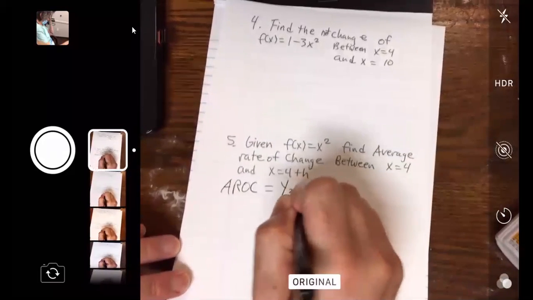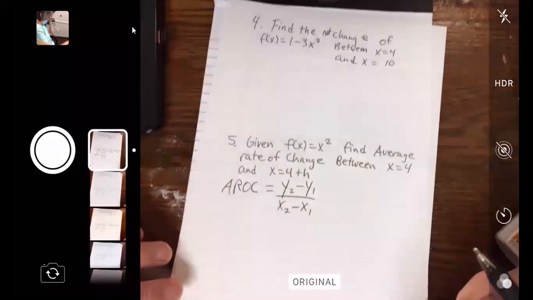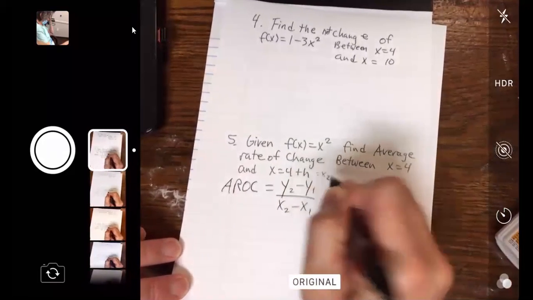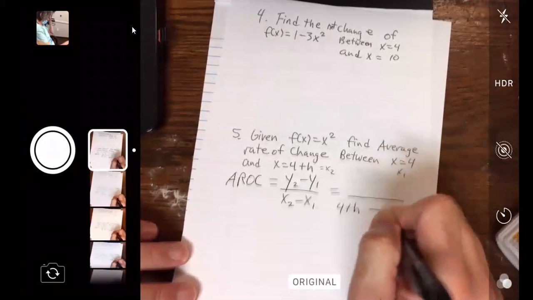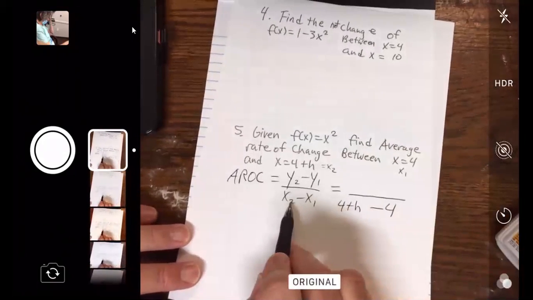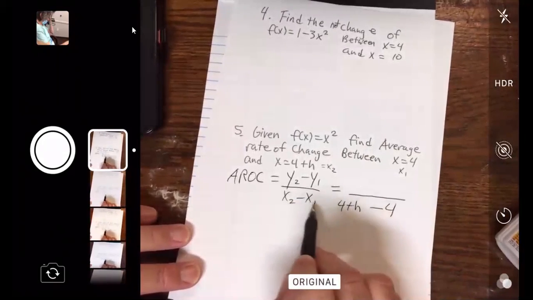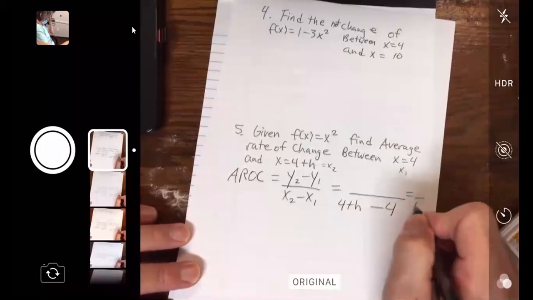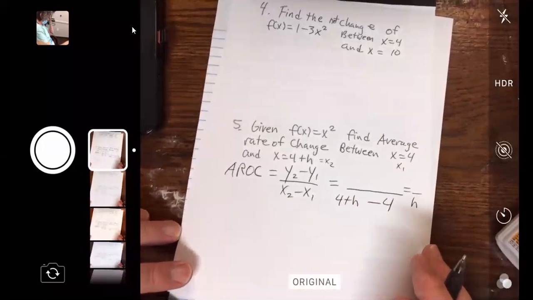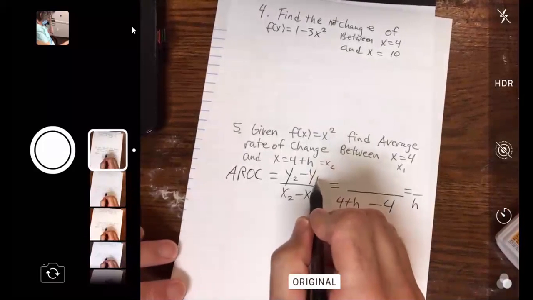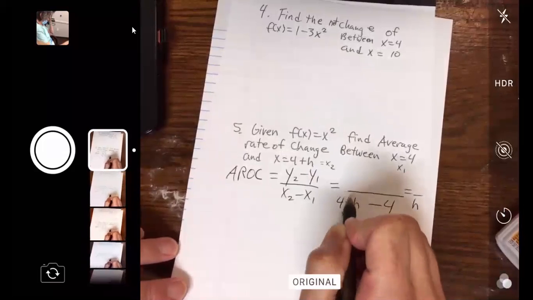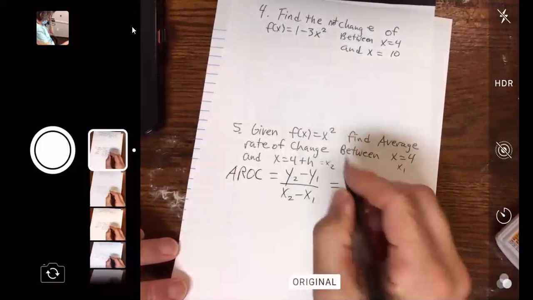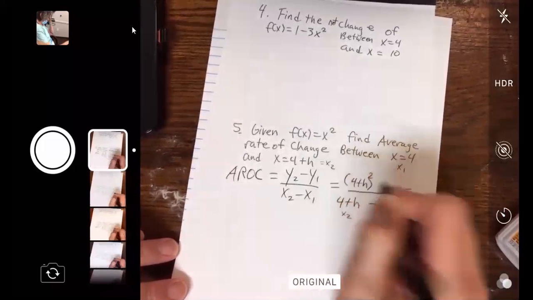Okay. And you know you need y2 minus y1 over x2 minus x1. So you can call this your x2 and this your x1. Oh, it doesn't matter, really doesn't matter. So on the bottom, you're going to get 4 plus h and then minus 4. So x2 here minus x1. That'll give h. All right. Do you see how to get y2 and y1? Since this is x2 and this is x1, you've got to plug that x into here, which makes 4 plus h squared minus 4 squared.